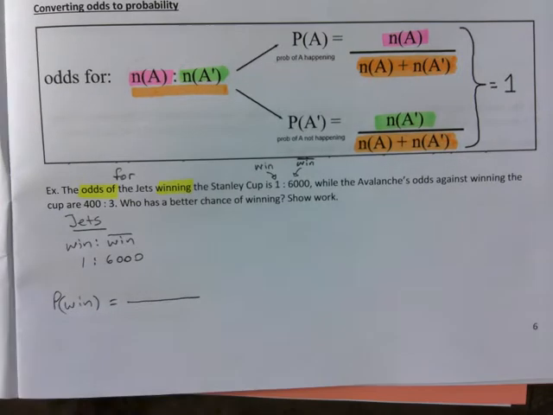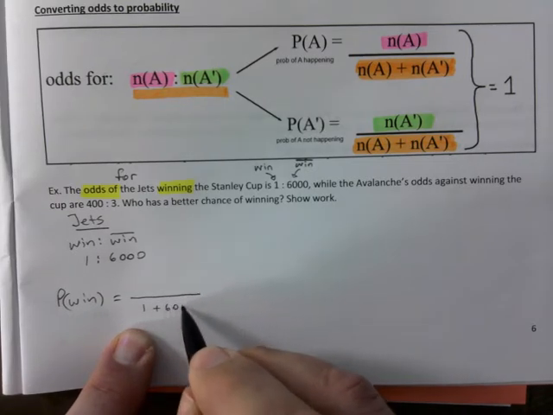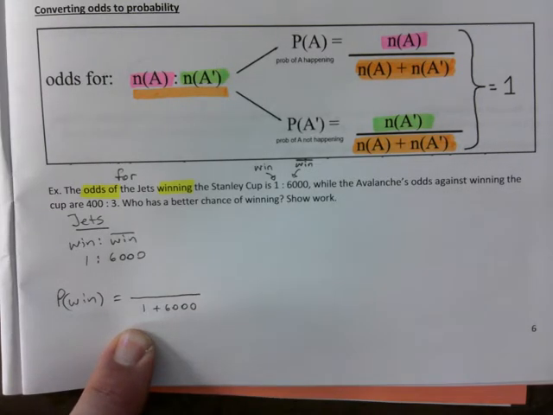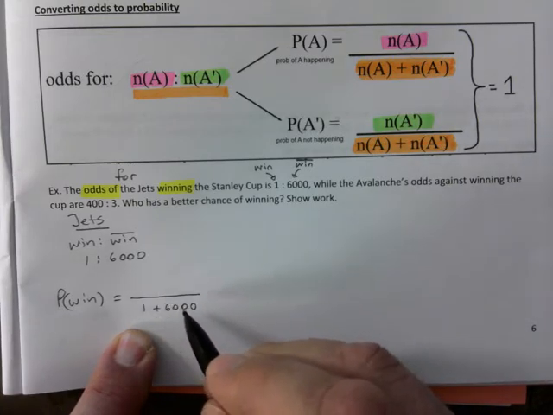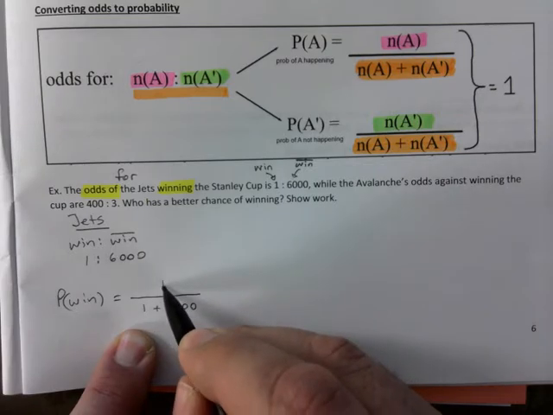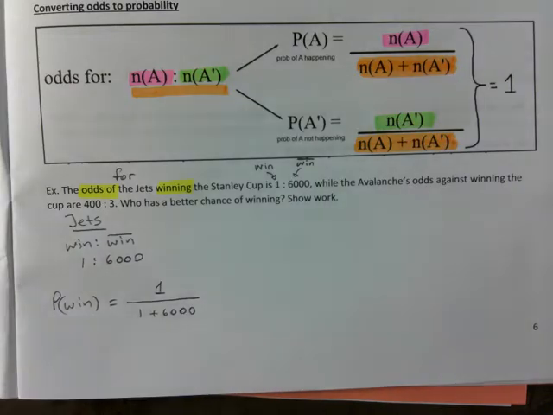What's the first thing I want you to do? Add them up. Add these numbers up and put them in the denominator. That's your total. Out of 6,001 games or chances, how many wins will there be? Just one.